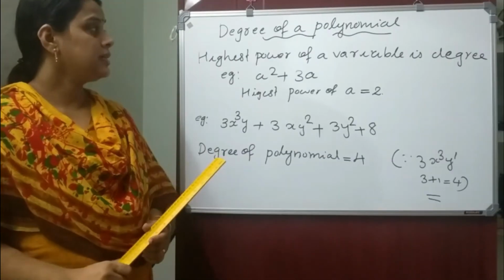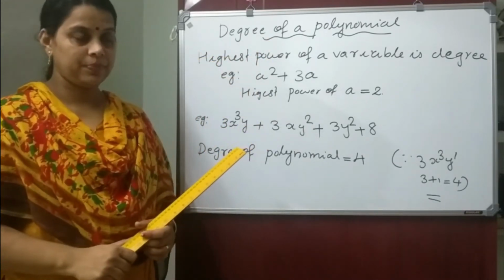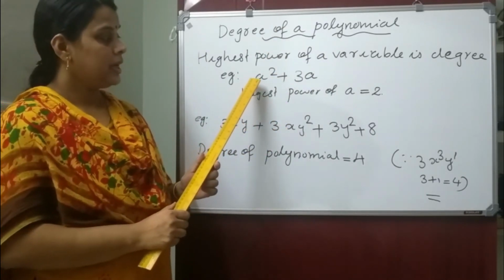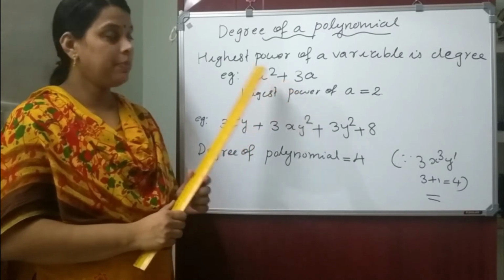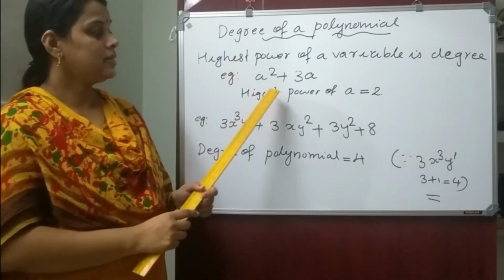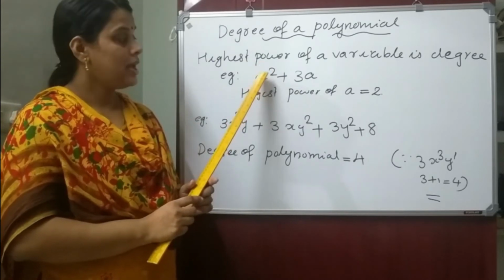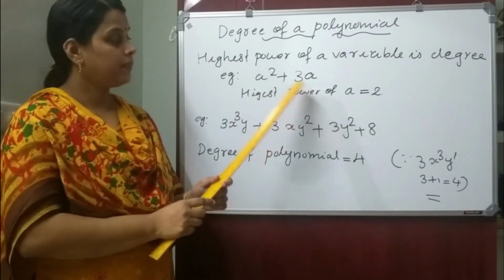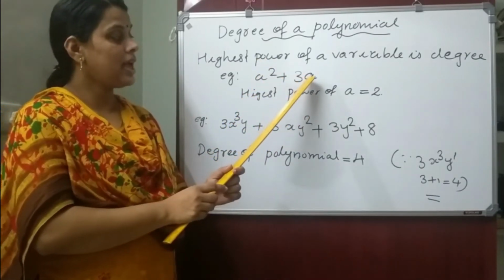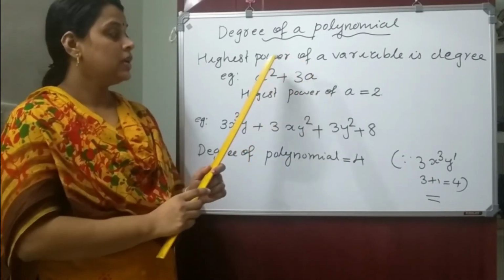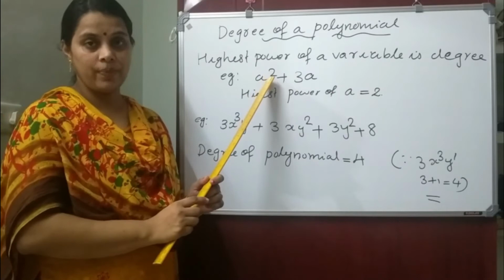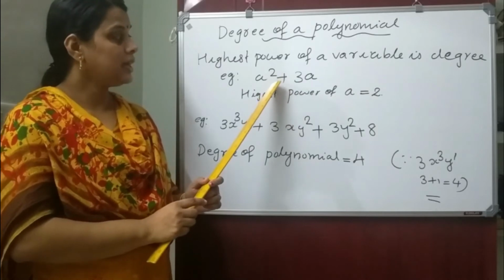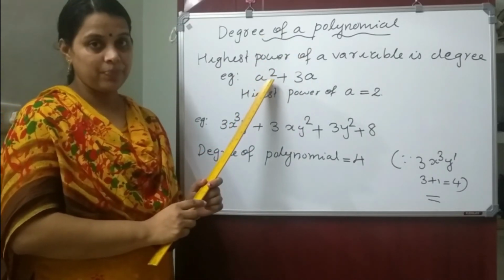Understood? Next is the degree of a polynomial. The highest power of a variable is the degree. See this example: a square plus 3a is a polynomial. The highest power of the variable a here: a square is there, and 3a means a raised to 1. So, the highest power of a is 2. So, we can say the degree of this polynomial is 2. We need to check the highest power of the variable.